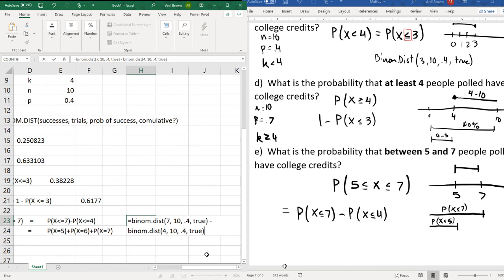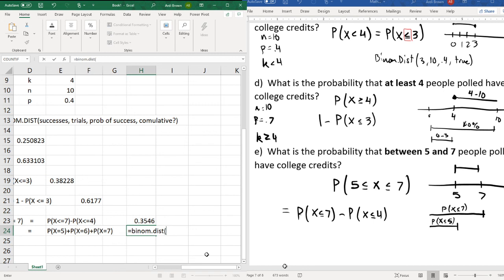So this is saying accumulate all the probability up through 7, but then chop off the probability that you accumulated up through 4 so that we only have remaining the probability of 5 through 7. That's going to give me a 0.3546, 35.46% chance of getting 5, 6, or 7 people that tell us they have college credits. I do want to show you that we can do this another way, binom.dist.